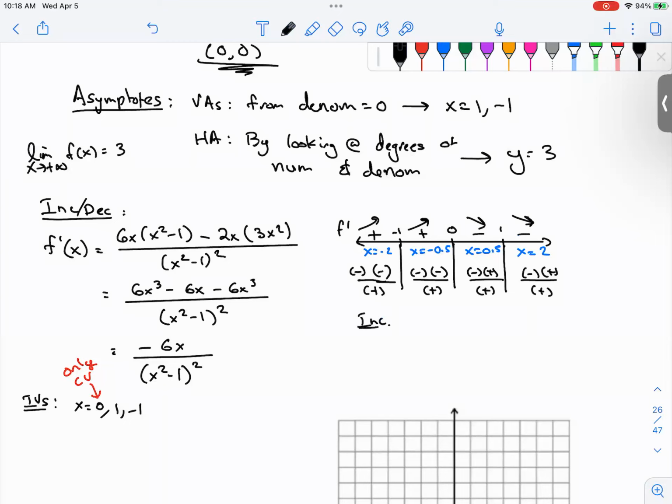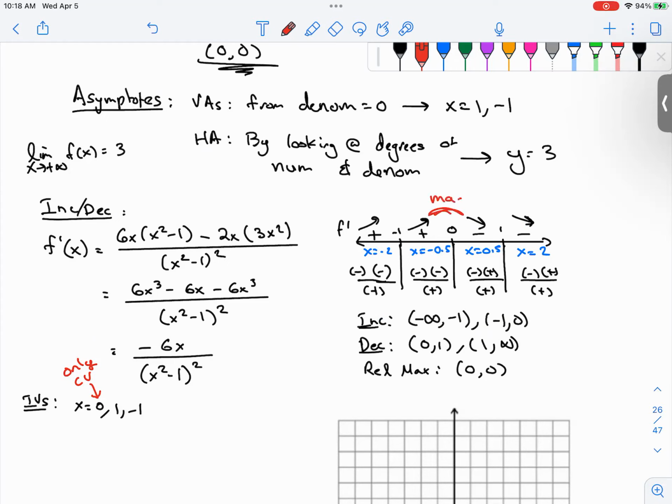So increasing from -infinity to -1, and -1 to 0. Decreasing from 0 to 1 and from 1 to positive infinity. No relative minimum, because there's no place where it goes from going down to up. Relative max at (0, 0). That relative max right here. And no relative min.